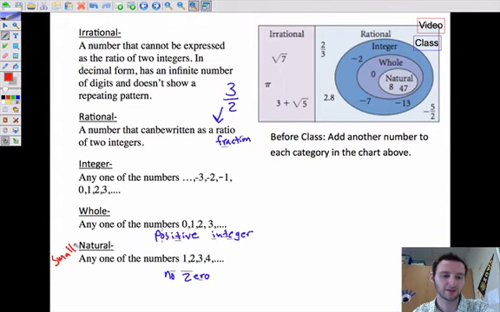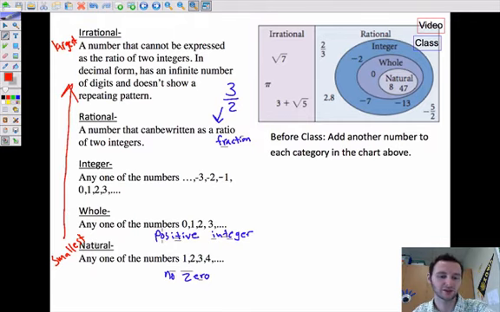So we can order these groups from smallest to largest, going up this list. The smallest group of numbers is the natural numbers. The whole numbers are slightly larger because they include 0. The integers include all the negatives, so that's a much bigger group than the whole numbers. And then the rational numbers are a much, much bigger group than even the integers, because you can take any of the integers, write any fraction that you want, and that fits into rationals.